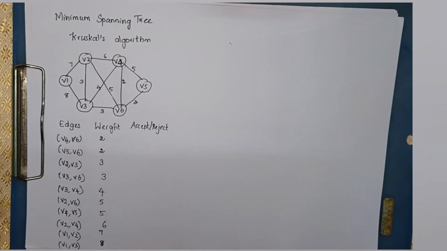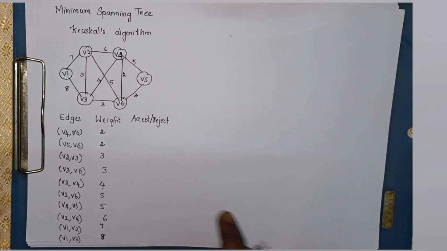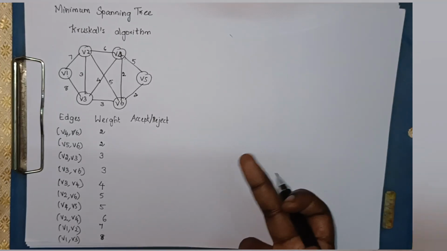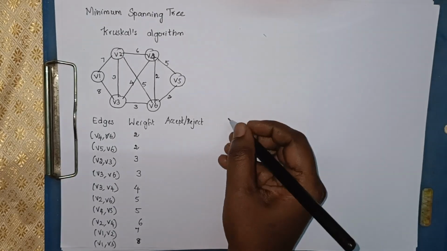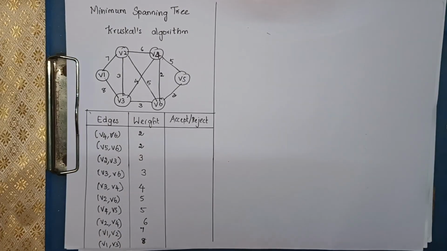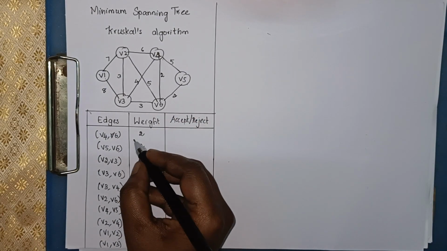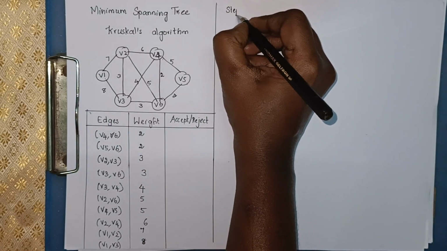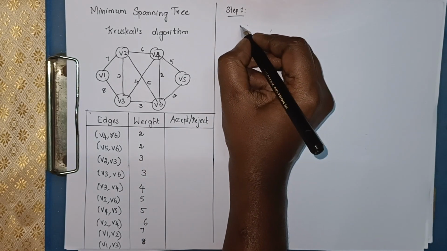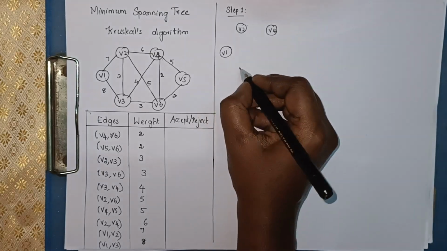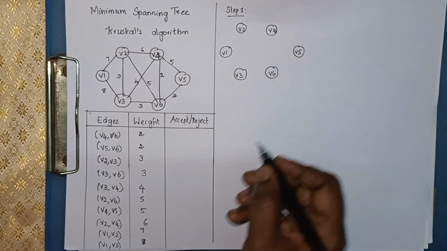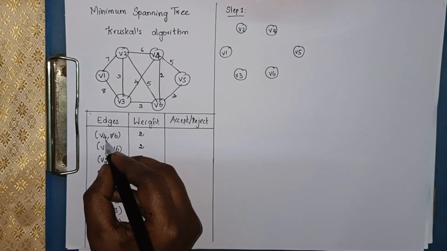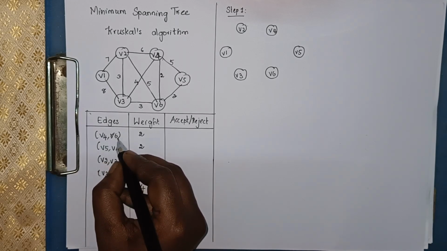Okay, so I have written in ascending order of the weightage. Now we are going to draw the graph for each step. So first we'll start from step 1. Here V4 to V6 is an edge with weightage 2. So we are going to accept this V4 to V6.